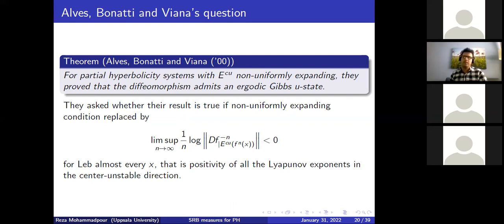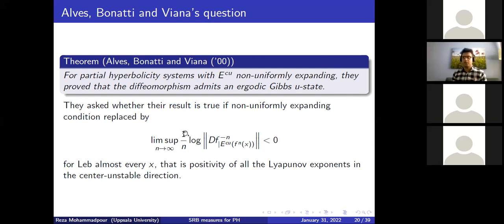Basically, if one gives a positive answer to this question, it means they give a positive answer to the Viana conjecture for partially hyperbolic systems because of this result. Because if one proves that this condition on the Lyapunov exponent implies, for instance, non-uniformly hyperbolic expanding along E^cu, then there exists a Gibbs u-state.